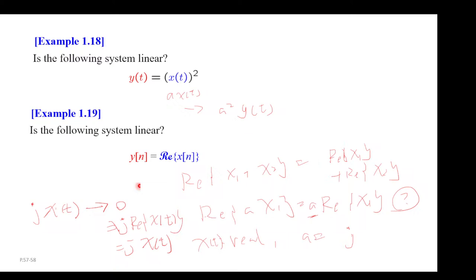So this is for x of t real and A equal to j. Then you see that AX of t, the output corresponding to AX of t, is not AY of t. Sorry, AX of n is not AY of n. Okay, so that's a trick question. And then there is another trick question here. We have an answer here already.